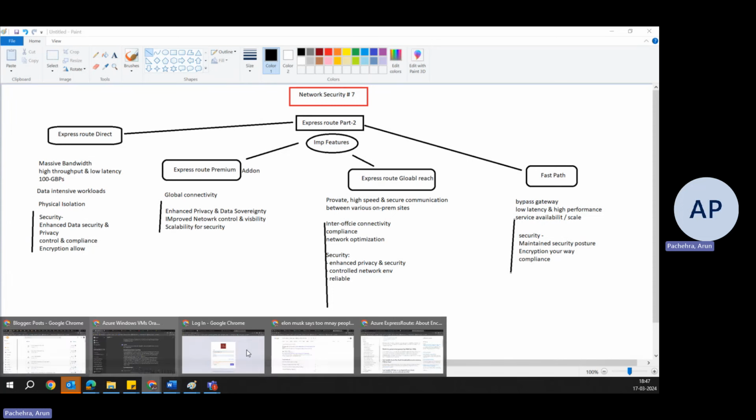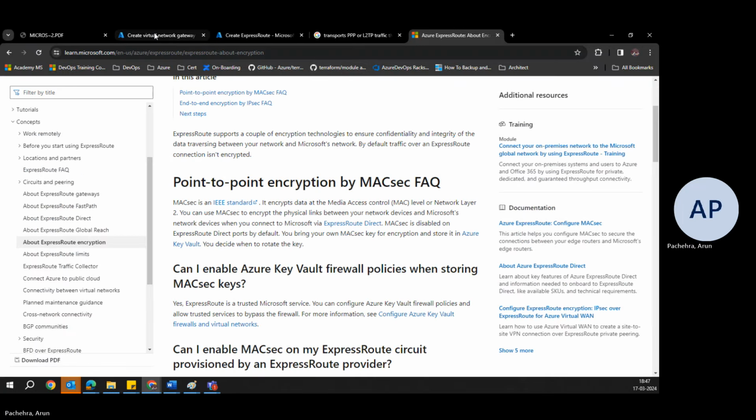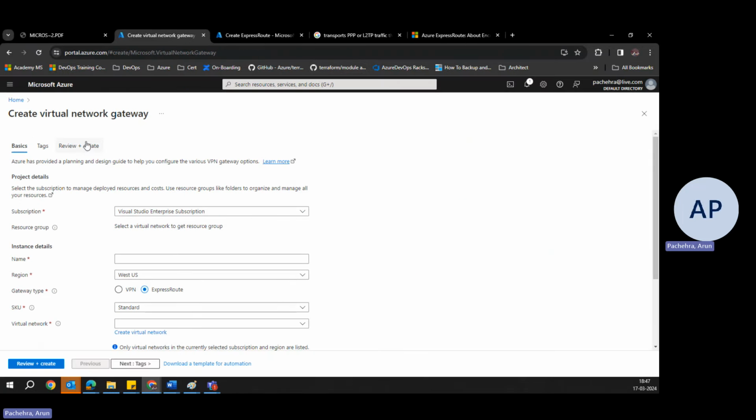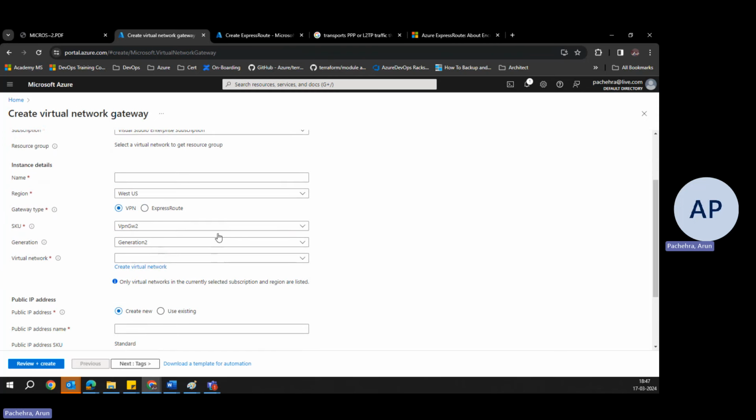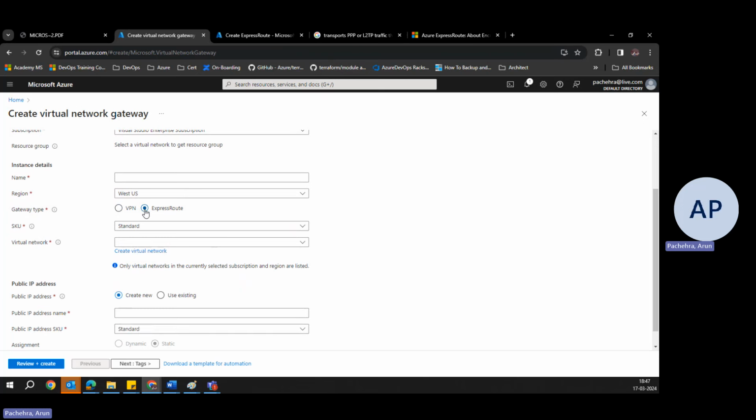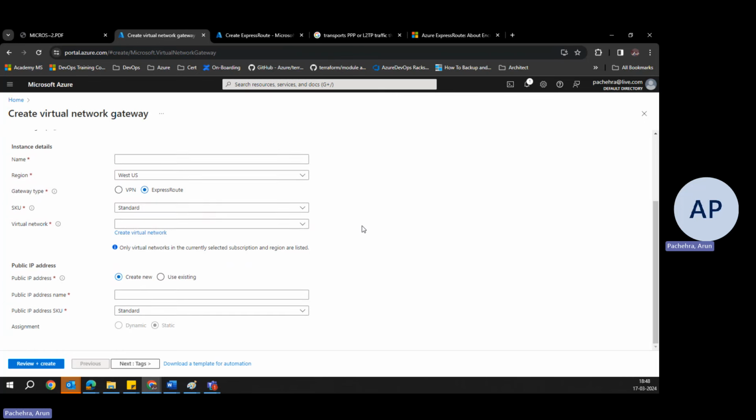Now, let me quickly show you if I could. So, this is the gateway. If you remember, we talked about the VPN gateway. Now, in ExpressRoute, we create an ExpressRoute gateway, so we have to select ExpressRoute. There are multiple SKUs: standard, high performance, and ultra performance. As the SKU goes higher, you have more features and more capabilities. In a virtual network, only one gateway of each type is possible, one VPN or one ExpressRoute. This is something that you should know.